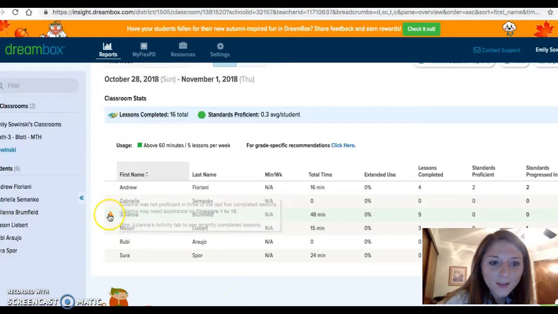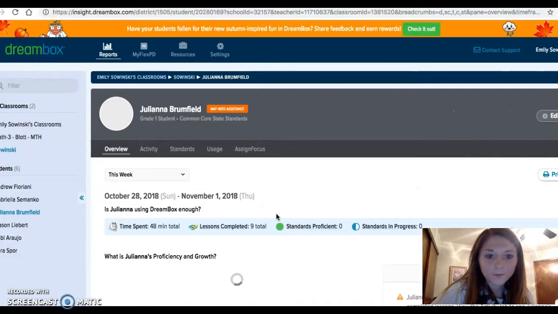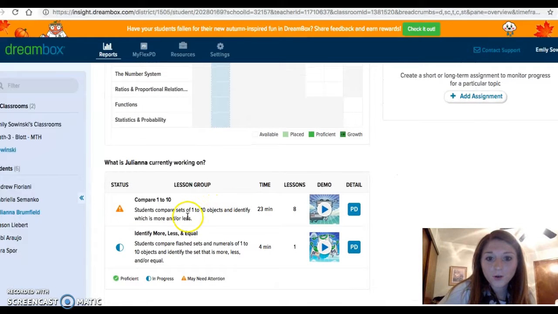As you can see, this one has a flag, and it's showing me that she was not proficient in 3 out of the last 5 lessons that she completed. So I can click on her name and I can see where she's struggling. I can get a demo of that lesson and what it looks like, maybe how it's being presented. She just needs a little bit more support. Maybe the language is a little confusing, so I can look at that demo tomorrow. We can go back to that lesson and work on it together. I could do a small lesson around it.